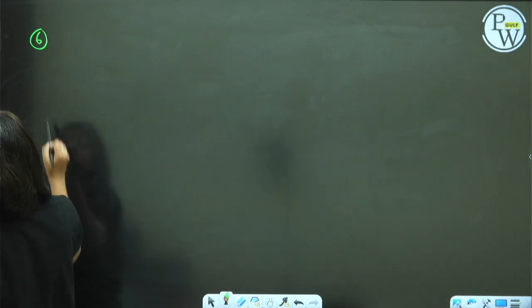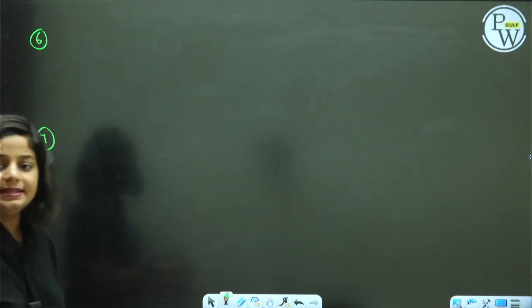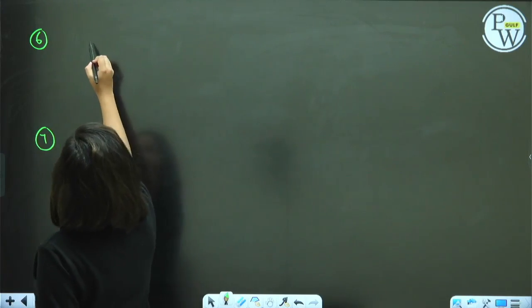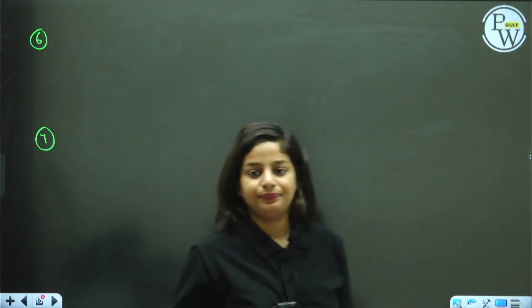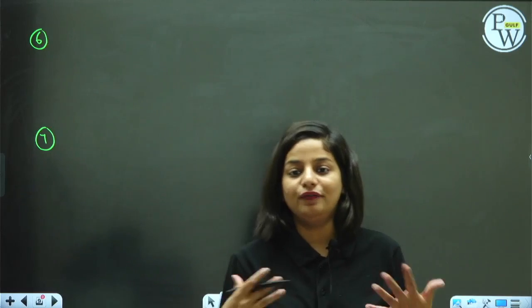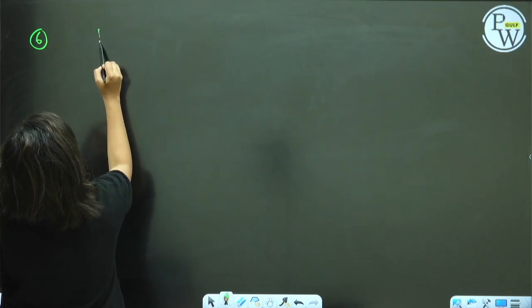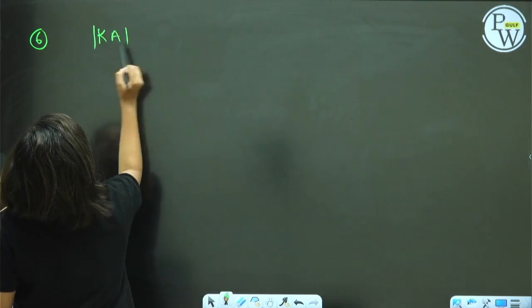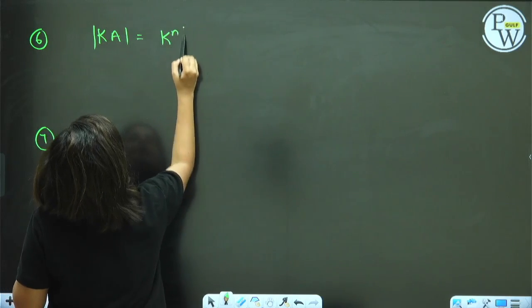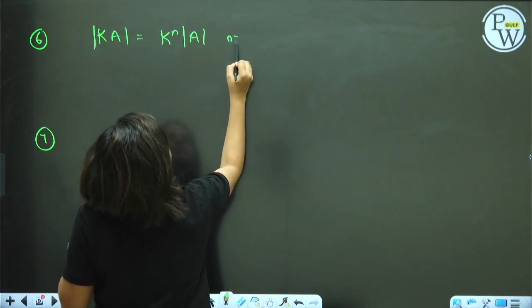Last two properties left. What are the sixth property and seventh property? The sixth property says that whenever you multiply a determinant with a constant, the value of the determinant altogether gets multiplied with it. Example, this property is like this. Determinant of kA is the same as k raised to n times determinant of A, where n is nothing but the order.